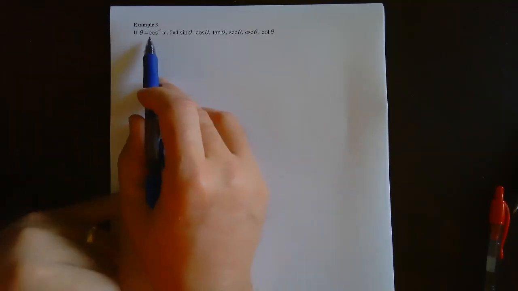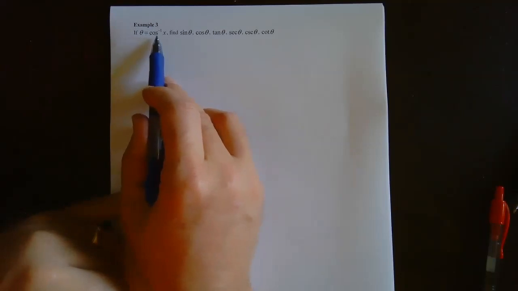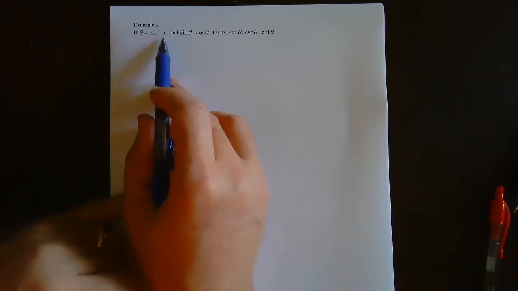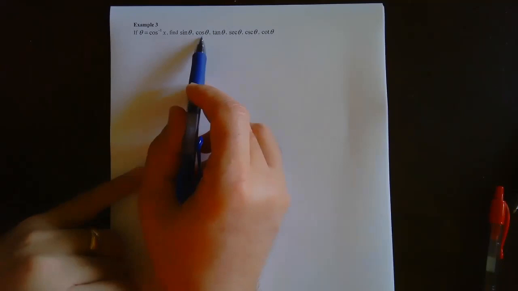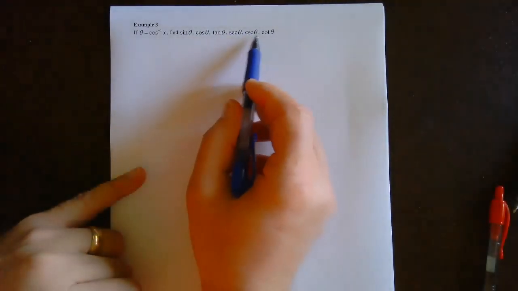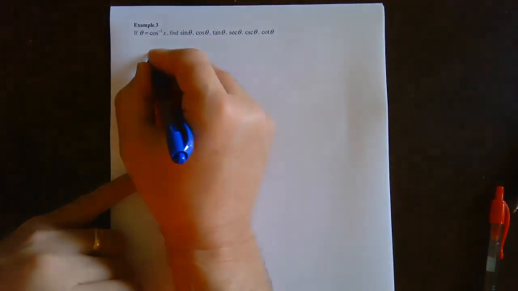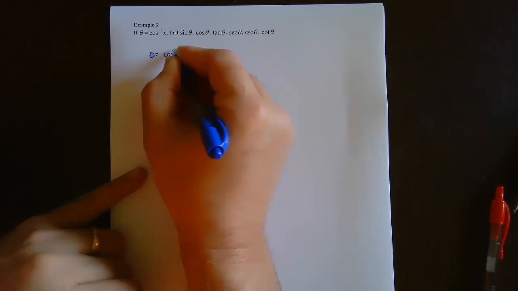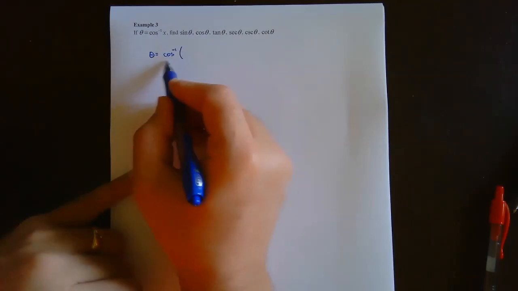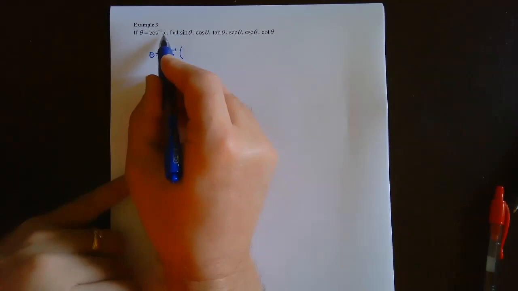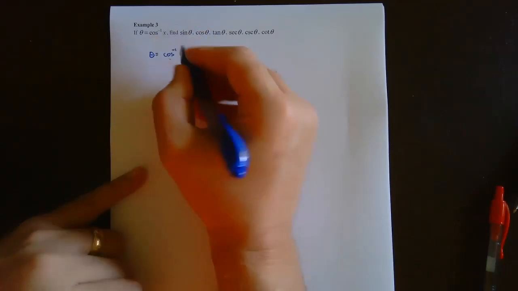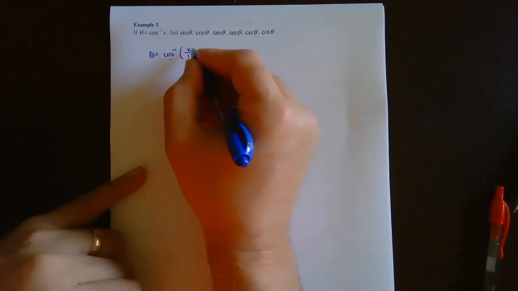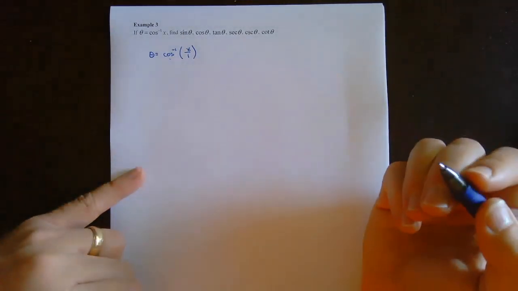From this, I know that theta is equal to cosine inverse of x. From that, I want to find sine theta, cosine theta, tan theta, secant theta, cosecant theta, and cotangent theta. Our angle theta is equal to cosine inverse of... remember when we do inverse trig functions, this needs to be a ratio. How do you write x as a ratio? It's x over 1. X over 1 is a ratio.